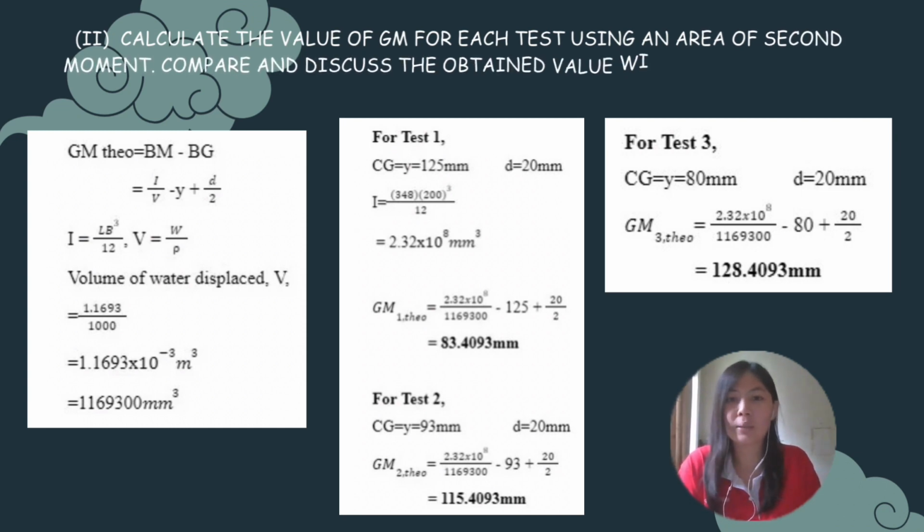For discussion part 2, calculate the value of GM for each test using an area of second moment. Compare and discuss the obtained value with the value of GM from part 1. The formula for GM theoretical is equal to I over V minus Y plus D over 2, where I is equal to length of pontoon multiplied by width of pontoon divided by 12, and volume of water displaced is equal to total mass of pontoon with vertical weight divided by density. The volume of water displaced that we obtain is 1169300 millimeters cubed. And we use the formula to calculate for test 1, test 2, and test 3.